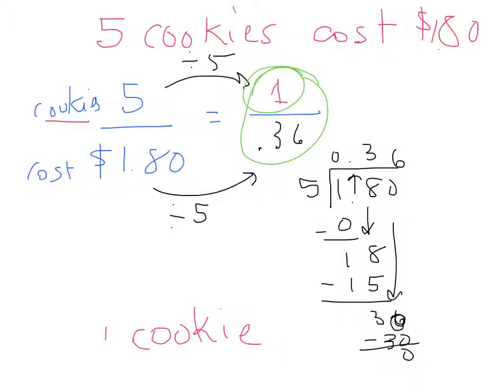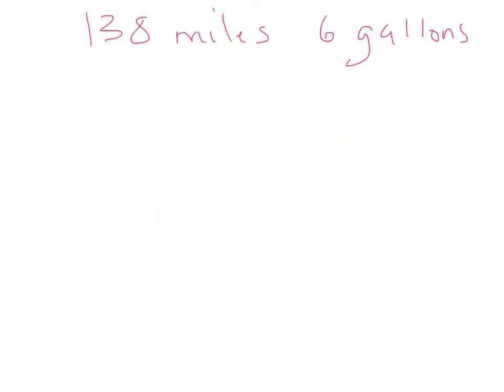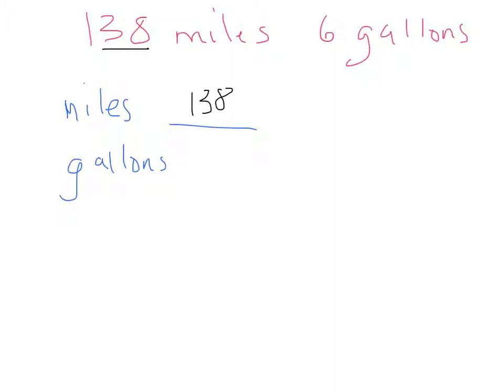Let me try another one that's a little bit different but does the same thing. I want to do the same thing here as I did on the last slide with you, but now I want you to see that I can set it up and solve for it in different ways too. Okay, so I know I have miles and I know I have gallons. And I'm just going to match things up the way that they are here. 138 miles, so 138 miles. 6 gallons, 6 gallons. So it matches up that way.